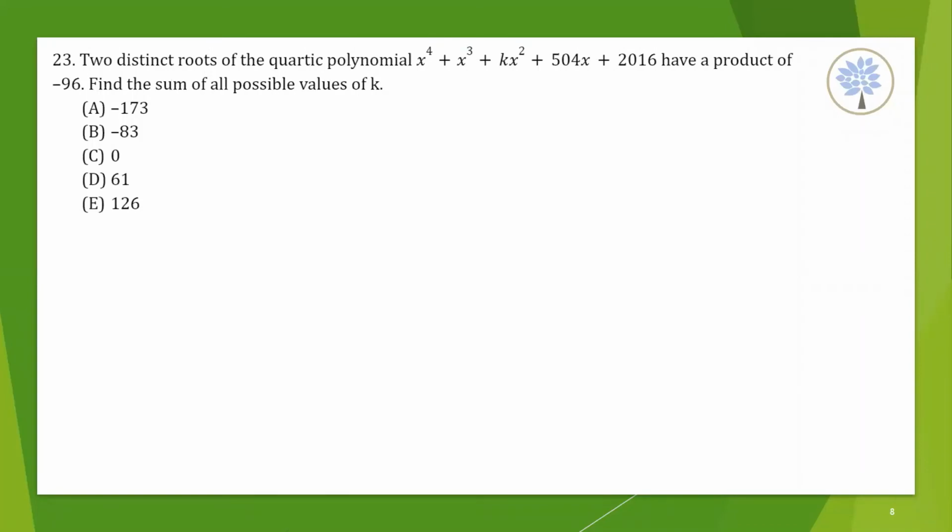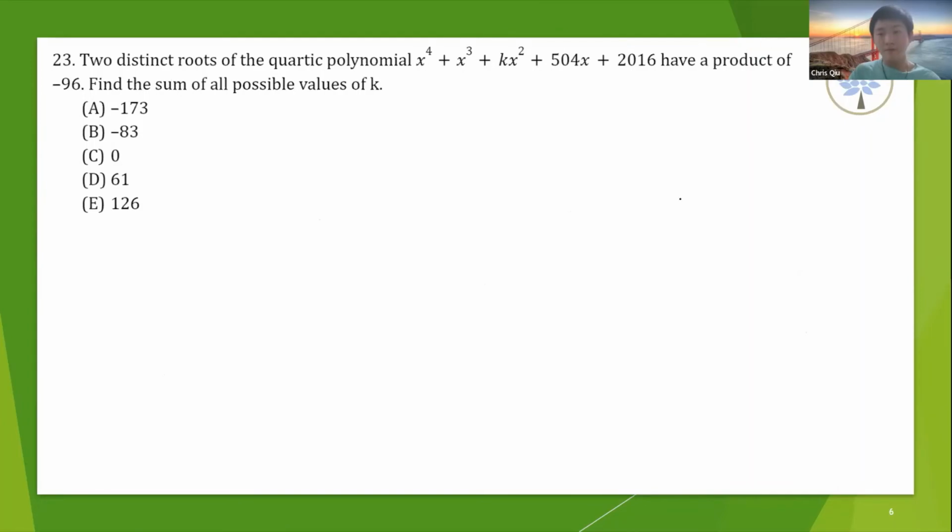All right, now let's talk about problem number 23. Problem number 23 states: two distinct roots of the quartic polynomial x^4 + x^3 + kx^2 + 504x + 2016 have a product of negative 96. We want to find the sum of all possible values of k.